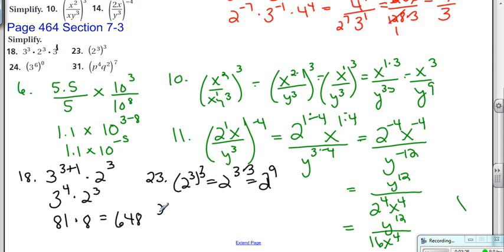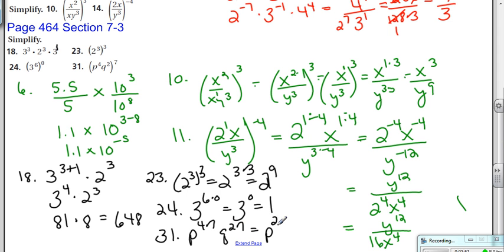Number 24, anything to the 0 power is 1. You could have said this is really 3 to the 6 times 0. 6 times 0 is 0, and then 3 to the 0 is going to be 1. And then for 31, when you have power of a power, you multiply the exponents. So this is going to be p to the 4 times 7 and q to the 2 times 7. So 4 times 7 is 28 and 2 times 7 is 14. So p to the 28th, q to the 14th.